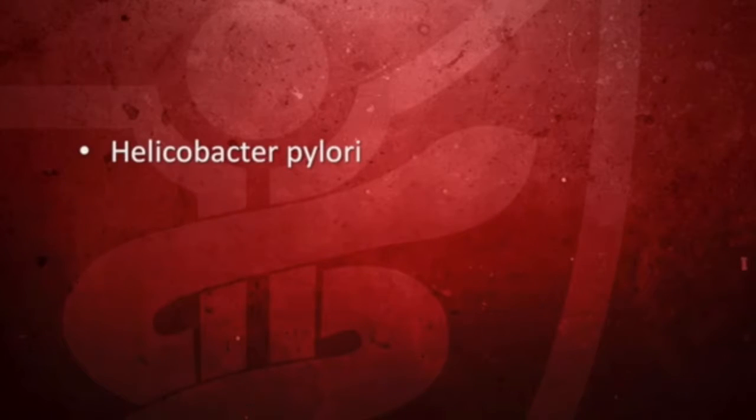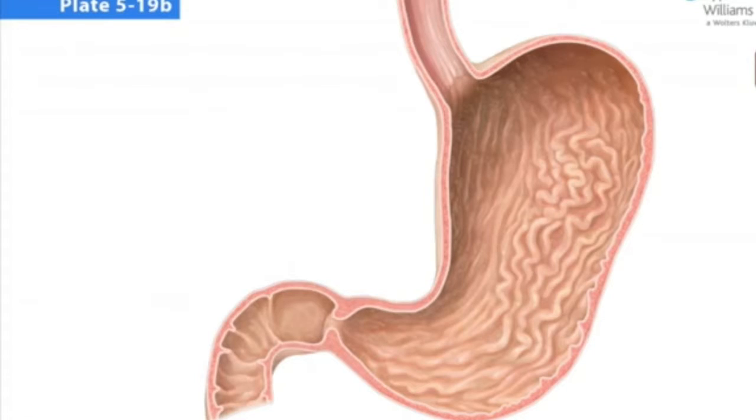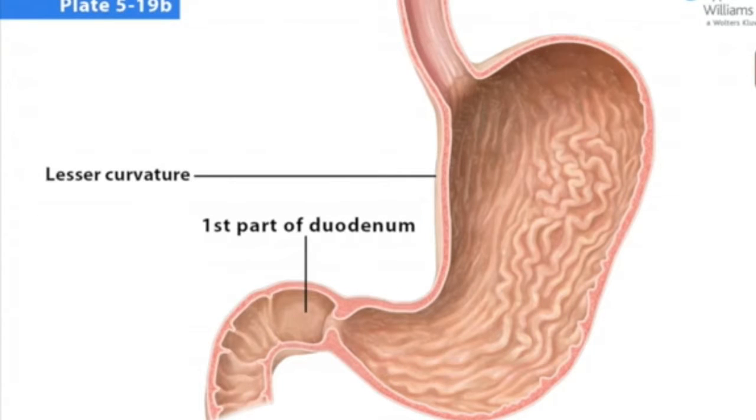Now, two common causes for peptic ulcers are the bacterium Helicobacter pylori and also non-steroidal anti-inflammatory drugs, or NSAIDs, things like ibuprofen or naproxen. There are certain anatomical sites that you should be aware of where peptic ulcers most often occur. They occur most commonly in the lesser curvature of the stomach and also the first part of the duodenum, so be sure you know that.